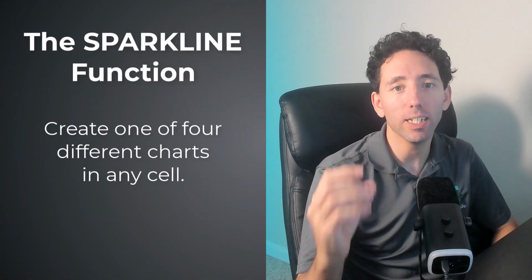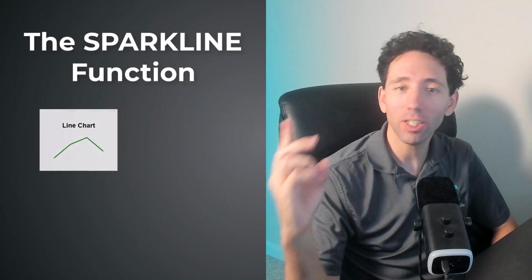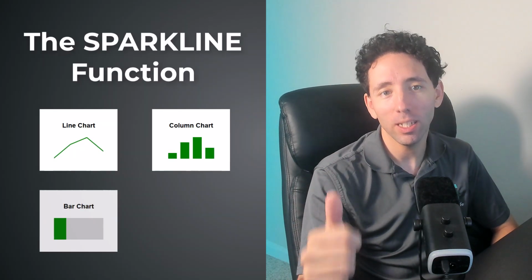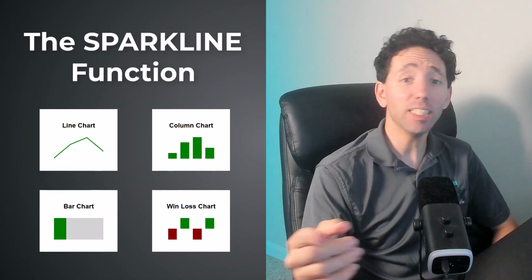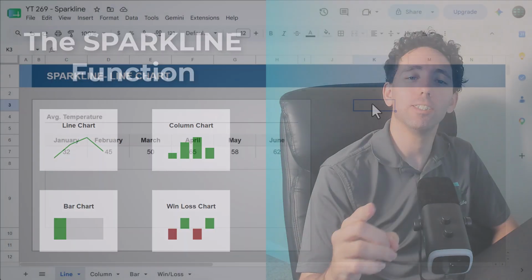Mastering the sparkline function gives you the ability to create 4 different charts within cells inside of Google Sheets, including line charts, column charts, bar charts, and win-loss charts. And in this video, I'll show you exactly how the function works so you can master it too.